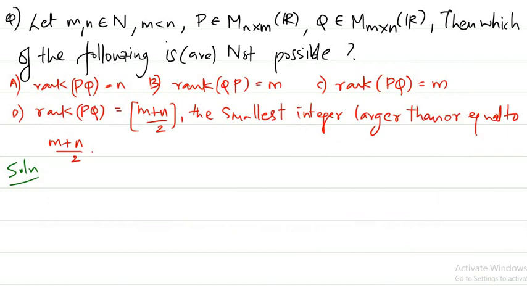Okay guys, when you look at this particular problem, you can see: let m and n be natural numbers with m less than n. Please note that. And P is actually an n by m matrix, and Q is actually an m by n matrix. Then which of the following are not possible is the question. So we have options like rank of PQ is n, rank of QP is m, rank of PQ is m, and rank of PQ is the ceiling of (m plus n) by 2, the smallest integer function of that. So we have to check which of the options are not possible.